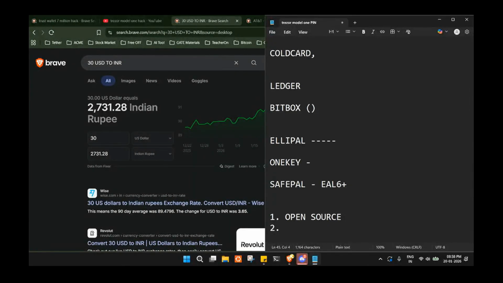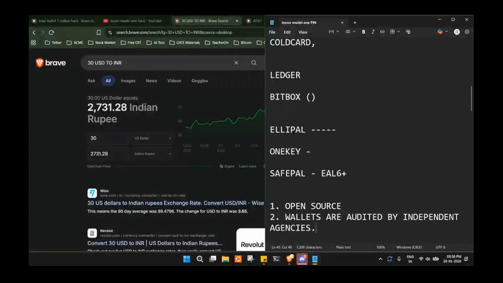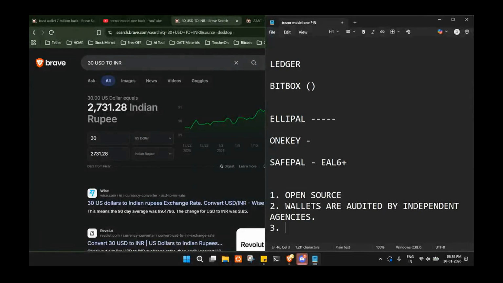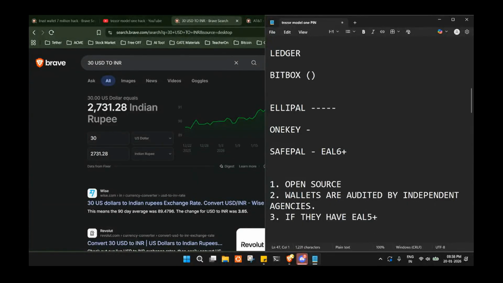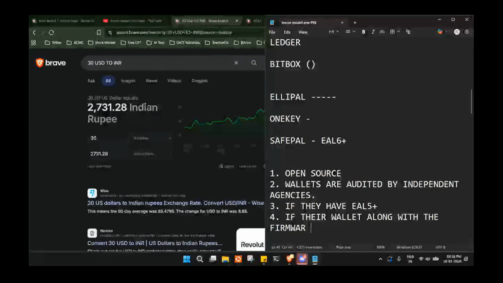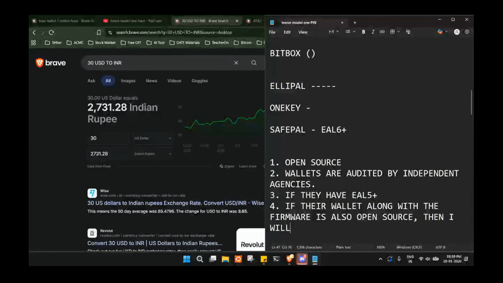Then, if those wallets are audited by independent agencies, I will give more points. If they have EAL 5 plus, I will give more points. If the wallet along with the firmware is also open source, then I will give more points.